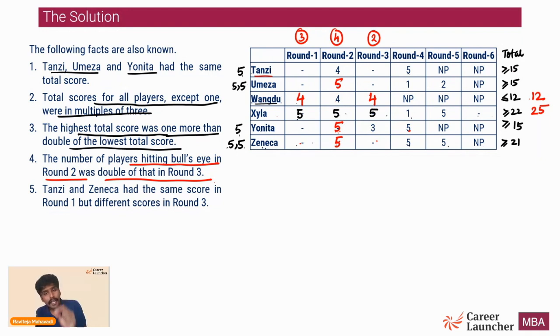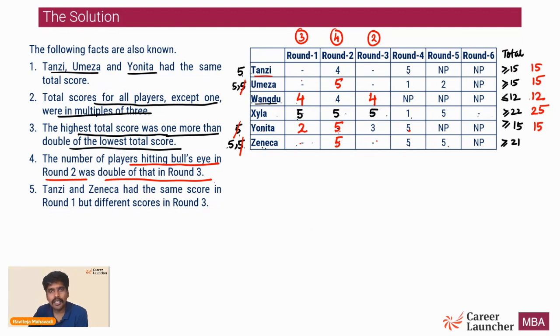So now if Y has 13 points already, and we know that his total score has to be a multiple of 3, the only score possible for us right now will be 15. And if his total score is 15, then U and T's total score will also be 15. So if Y's total score is 15, he must score 2 points in round 1.